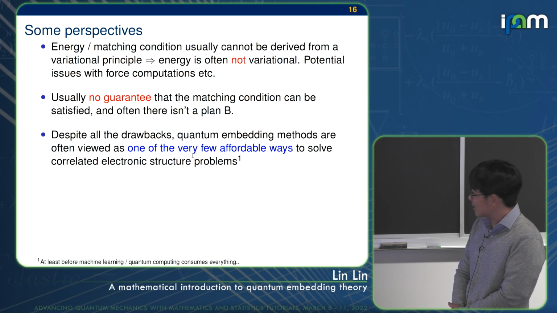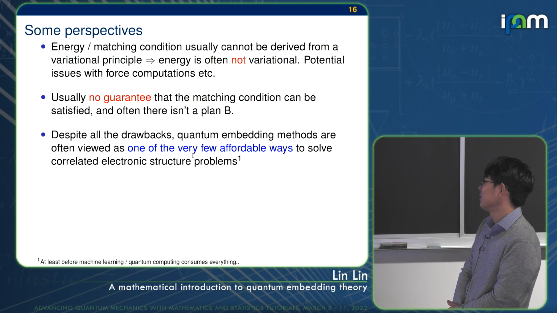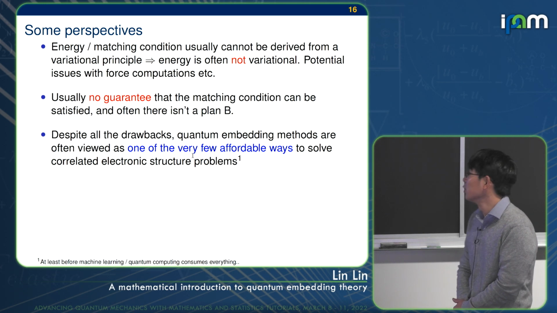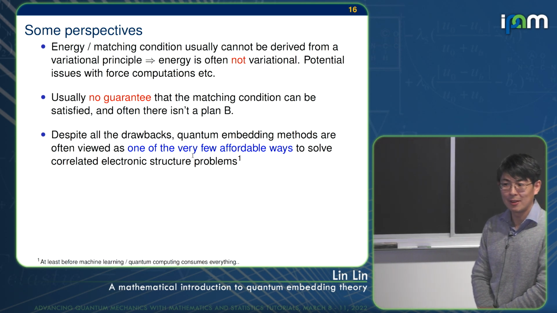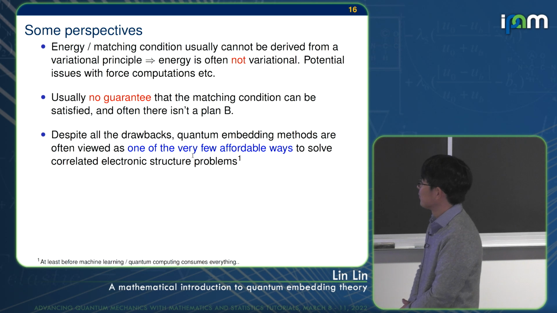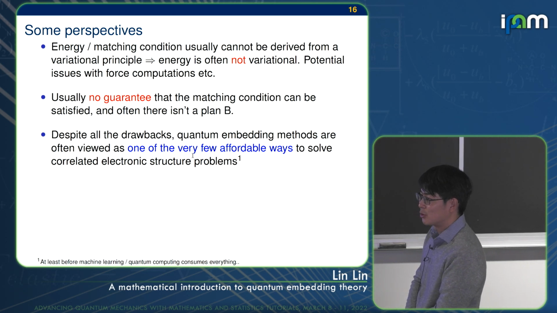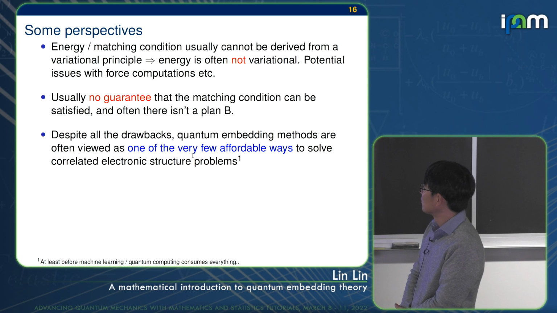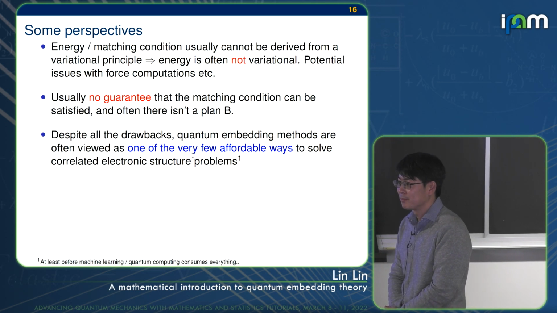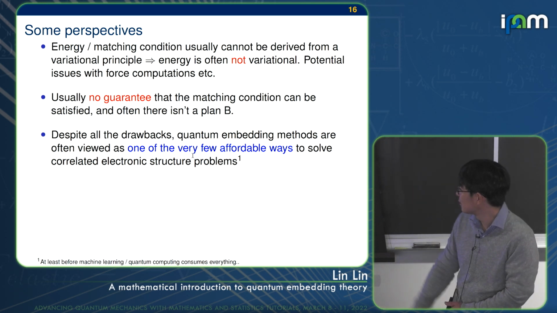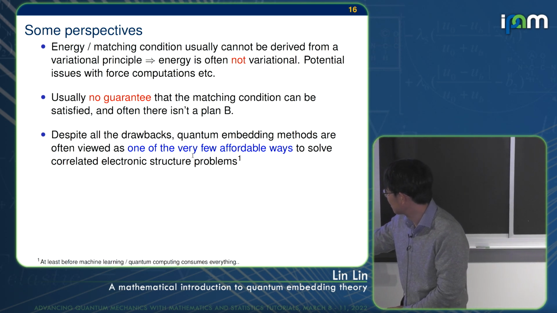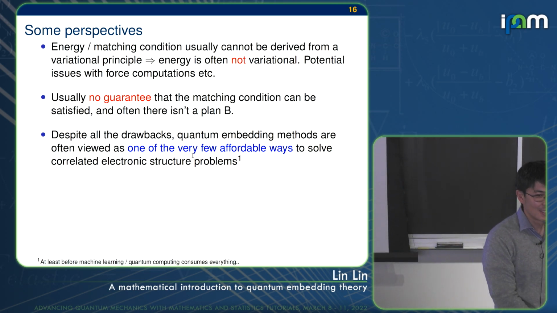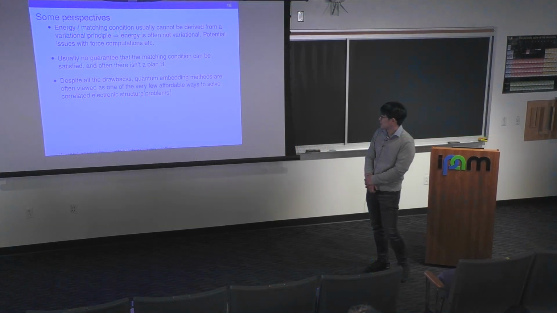Despite all these drawbacks, quantum embedding theories are widely, though not universally, viewed as one of the very few, and some people would even say the only, affordable ways to solve correlated electron structure problems. Some people may argue tensor networks may do it, and here I have a comment: at least before machine learning and quantum computing consume everything. So that's the current perspective.